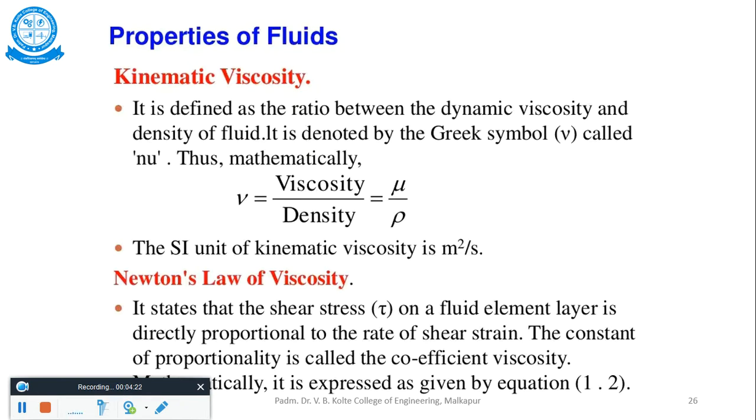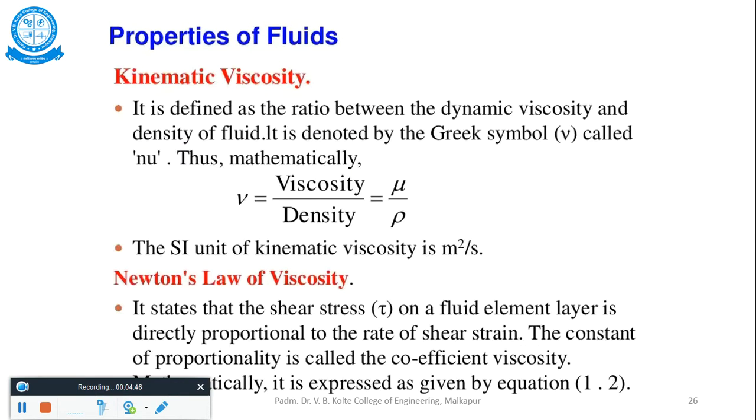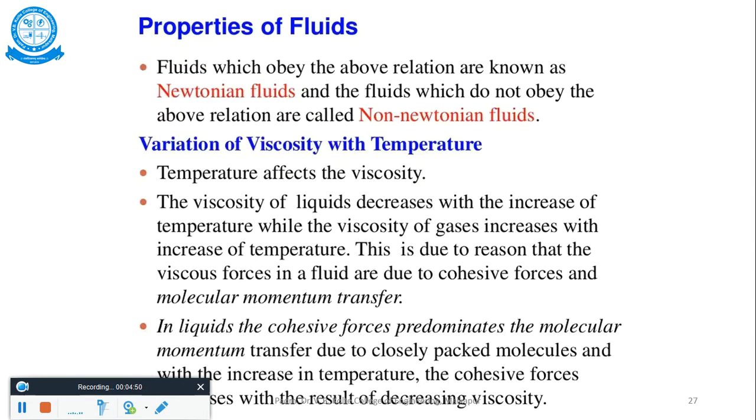Then next is Newton's law of viscosity. It states that the shear stress on the fluid element layer is directly proportional to the rate of shear strain, meaning tau is directly proportional to the rate of change of shear strain. The constant of proportionality is called the coefficient of viscosity, and mathematically it is expressed by the following equation: tau equals mu into du by dy.